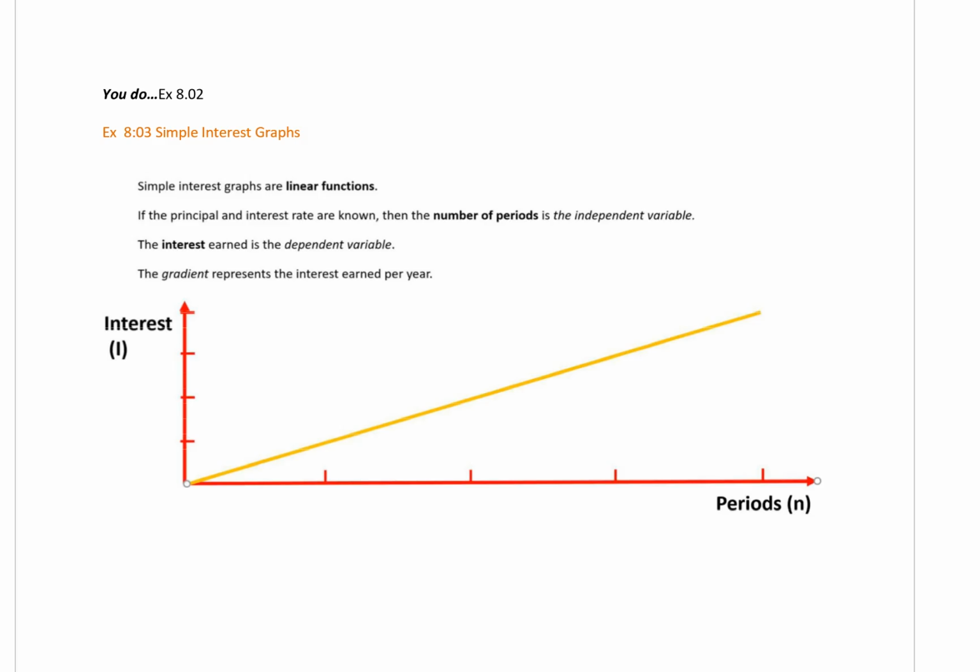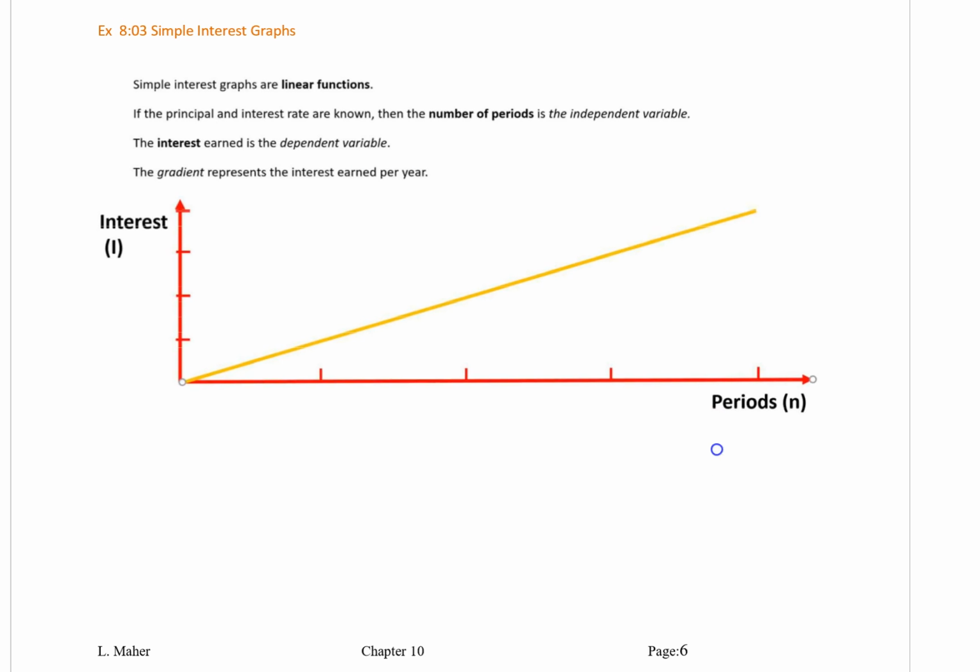In exercise 803, we look at the graph of simple interest. As it says here, the simple interest graph is a linear function. So we've got to go back to thinking about our algebra and in particular the graphs. In algebra, if we have y is equal to mx plus b, then it graphs to give us a straight line.